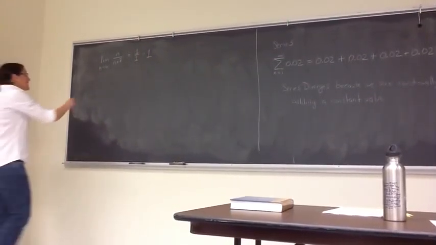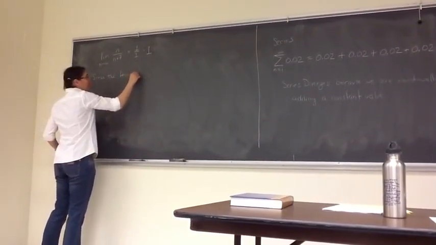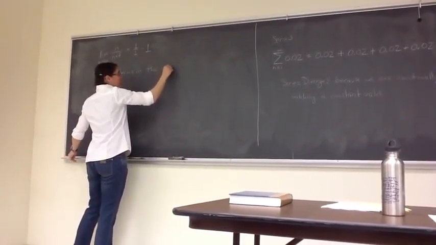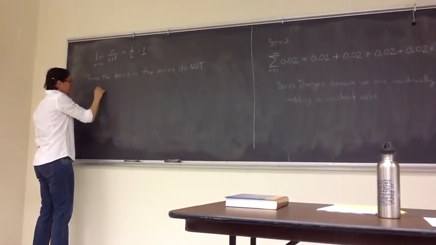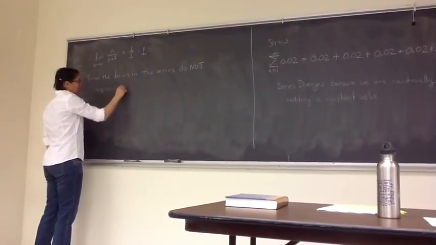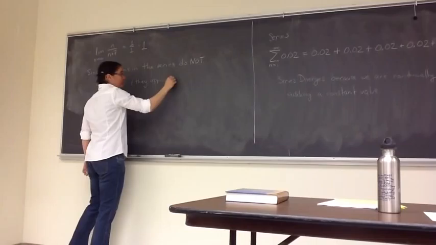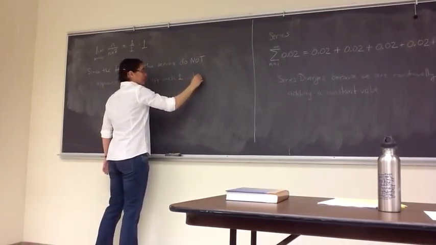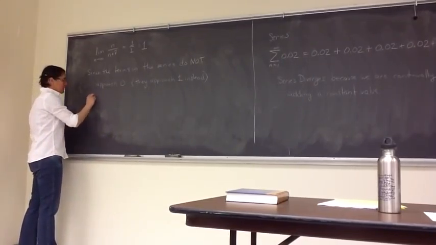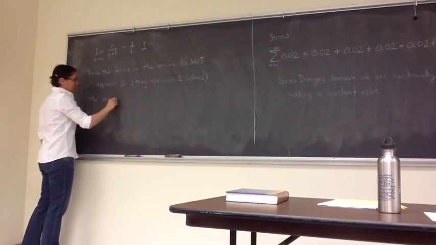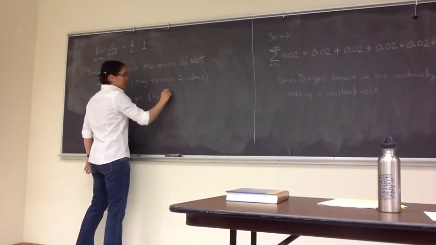And so since the terms in the series do not approach 0, instead they are approaching 1, since the terms in our series do not approach 0, the series diverges, and that is by the test for divergence.